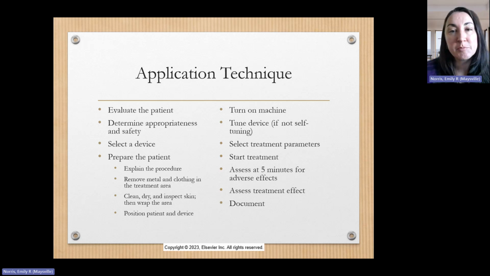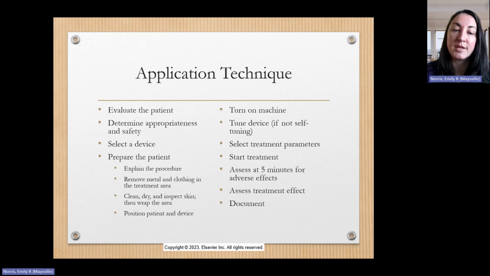Application, so very similar to what we've learned before with a few extra steps. You first evaluate and determine if the patient is safe for diathermy. Then you select which type of device and you prepare the patient. Now, we didn't actually mention this in ultrasound, but you want to prepare them for any treatment.